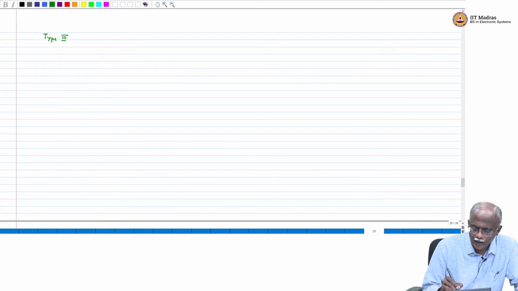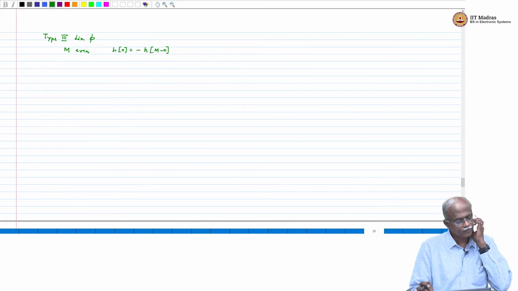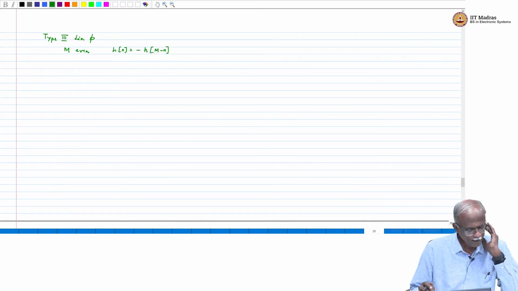Type 3 linear phase will have the following expression: m is even and it will have odd symmetry. h of n is equal to minus h of m minus n.